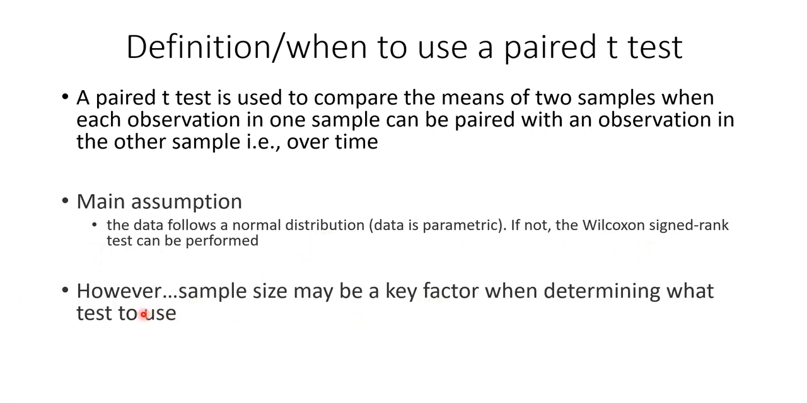As before, the sample size may be a factor. If you've got quite a lot of people in your group, then you may not have to worry about using a non-parametric test. Some people just run the paired t-test anyway, but typically with smaller sample sizes, you may need to change. So let's just look at an example.